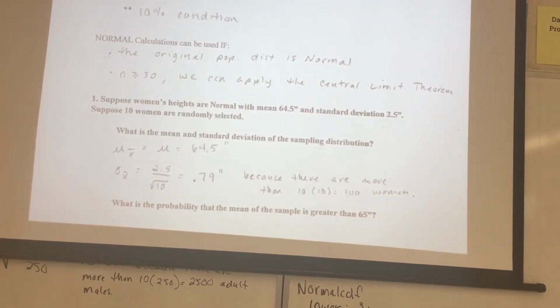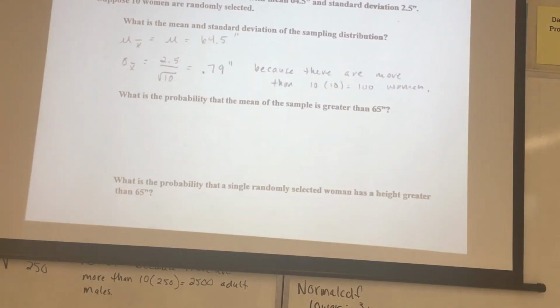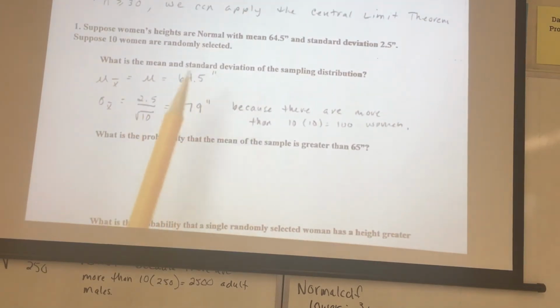What's the probability that the mean is greater than 65 inches? Before we can do that, we have to check and see if one of our two criteria is met to use the normal calculations. We don't know about the original population. It probably is normal because things like heights, weights, and lengths are generally normally distributed, so I'm going to say that.